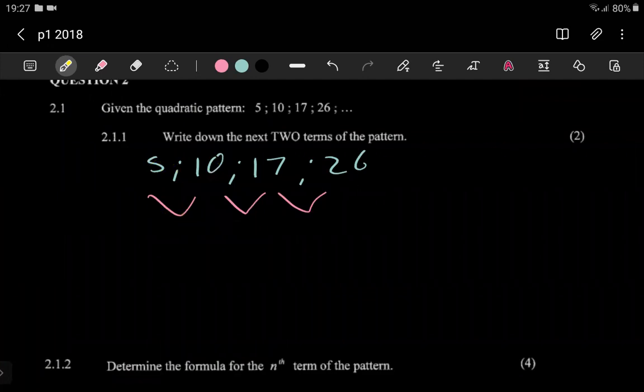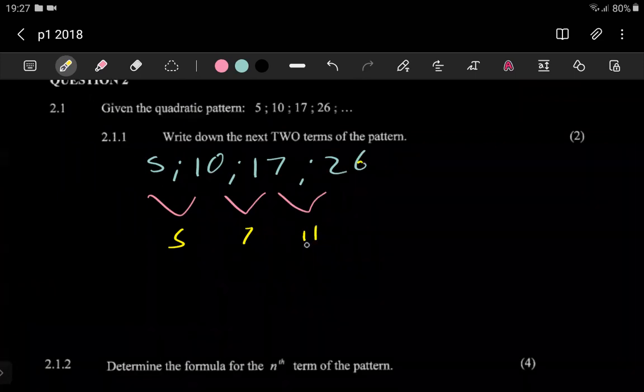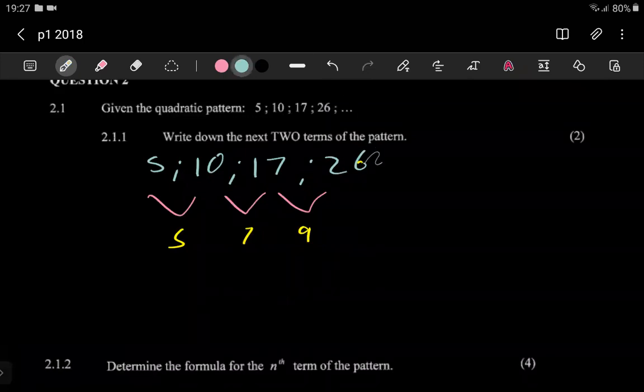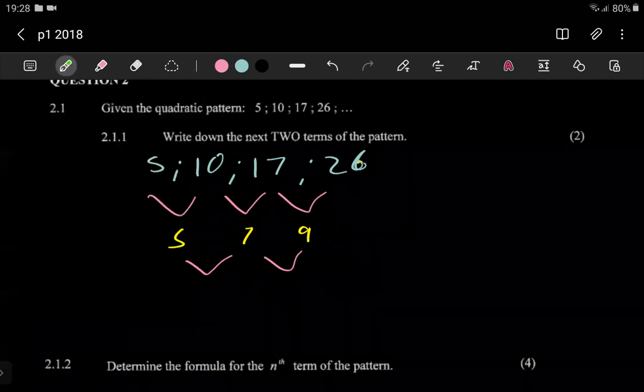10 minus 5 is 5, 17 minus 10 is 7, 26 minus 17 is, I think, 11. Is it? No, 9. Oopsie. So the second common difference here is just 2. That's the second common difference. And then you can just work backwards.